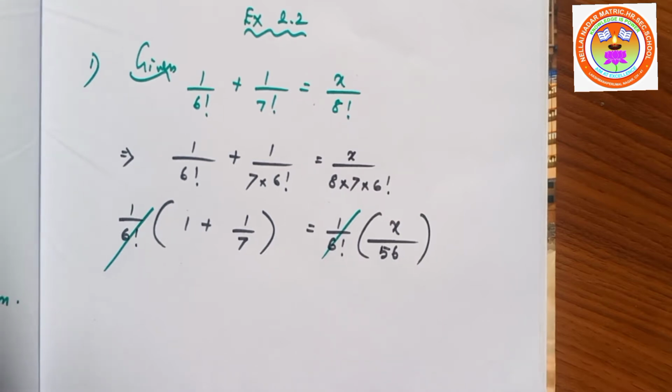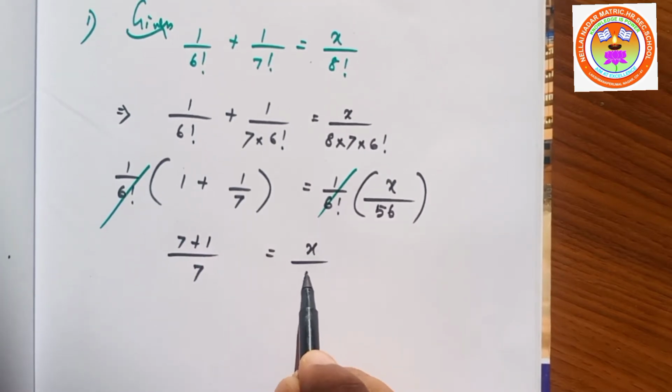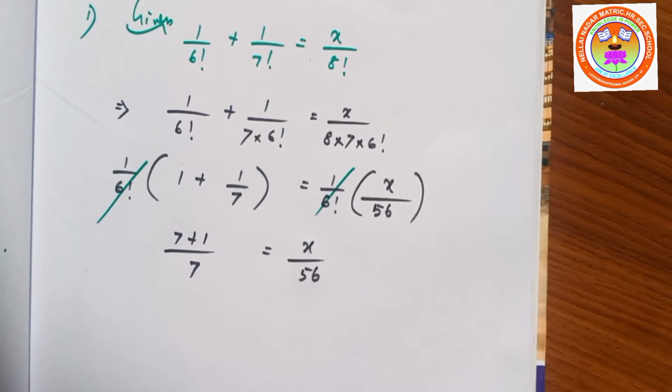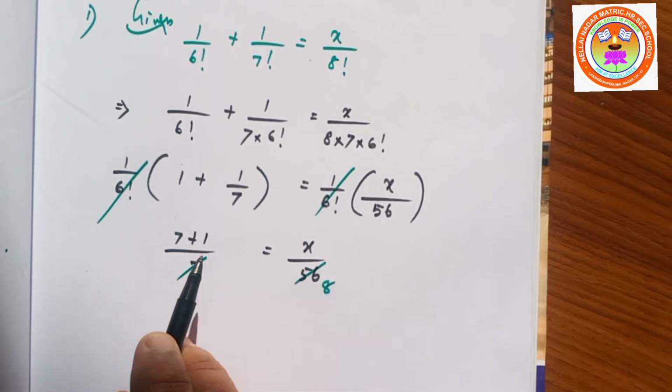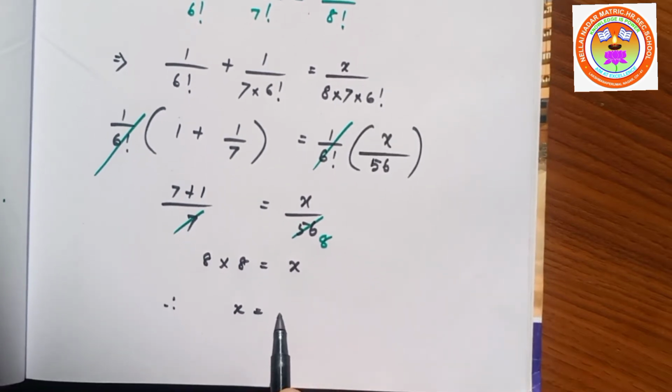So you have to take the LCM for the left hand side. Here 7 only, you just multiply 7 and 1, 7 plus 1 whole divided by 7, that is equal to x divided by 56. So then we have only one division in the left hand side, even in the right hand side. So you can cancel 7 and 56 by 7 table. How many times? 8 times. Then 7 plus 1, that is equal to 8. Then you have to cross multiply. 8 into 8, that is equal to x. Therefore, x equals 64. 8 8s are 64. So that is a value of x for the first problem.